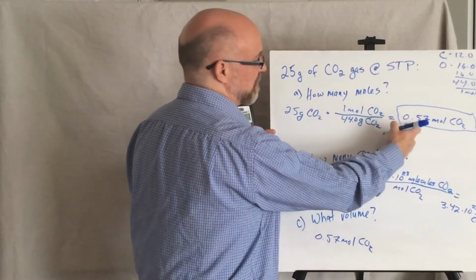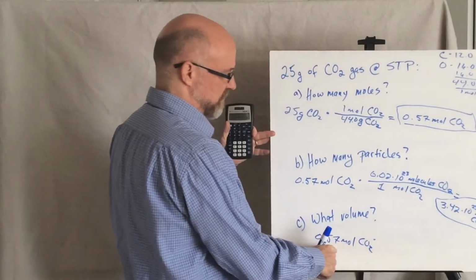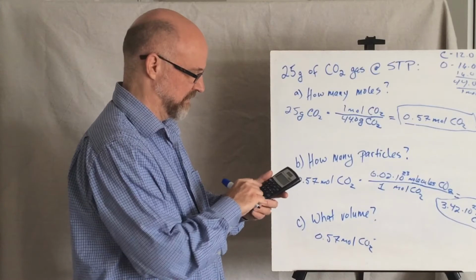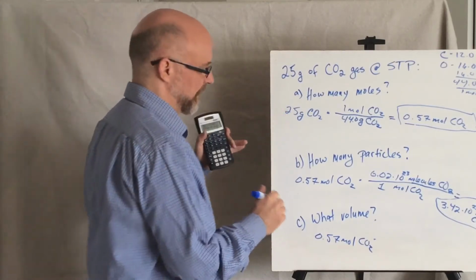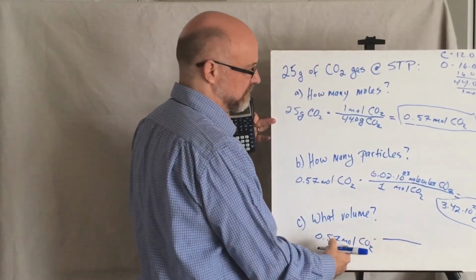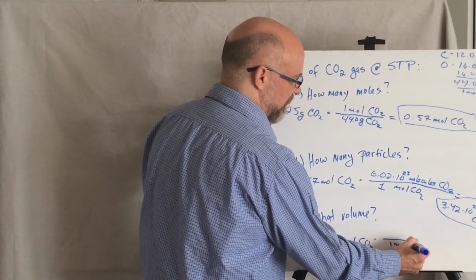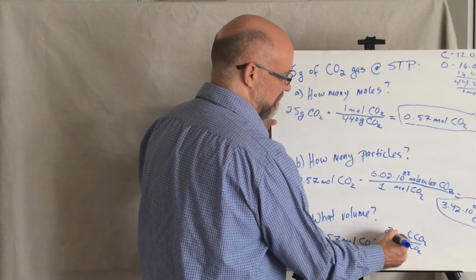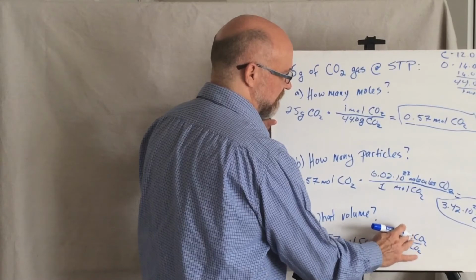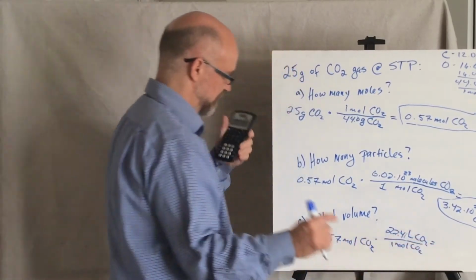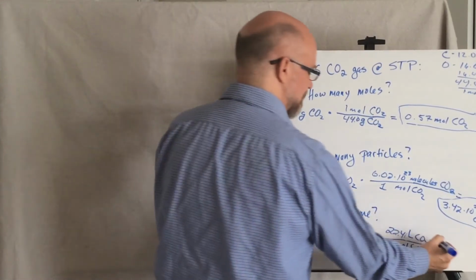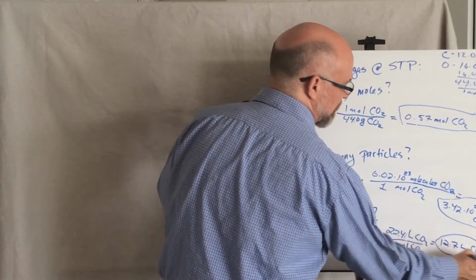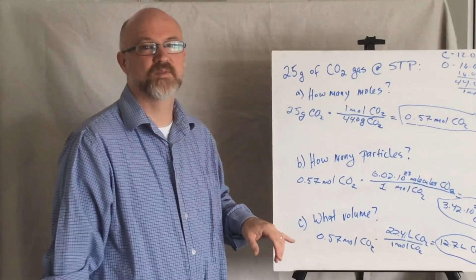So, starting with the same value, 0.57. I'm just going to reverse my math so I have that number back in my calculator. Set up the fraction. Mole, where does it go? On the bottom. Because I already have it, I'm moving away from it. What am I trying to find? Volume, which is liters of CO2. And the value is always the same, 22.4. So, times 22.4. This gas will take up 12.7 liters when it's at STP, standard temperature and pressure.